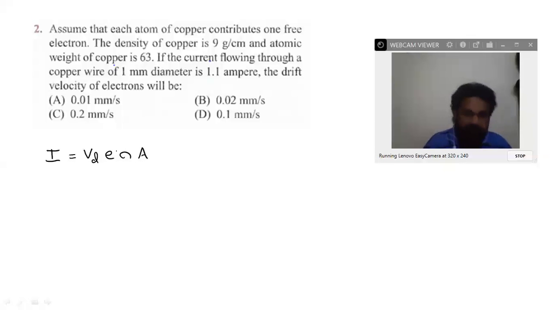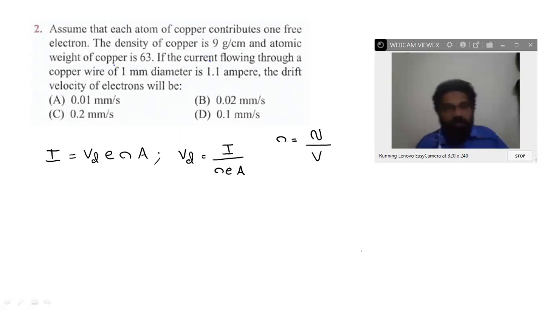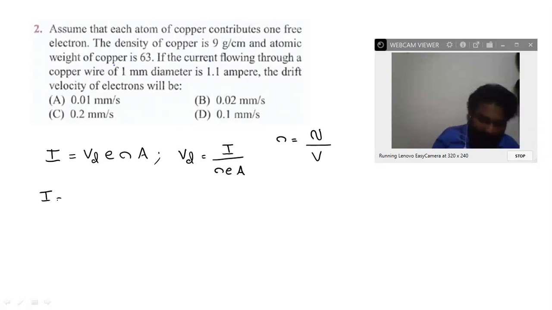Number density means number of charged particles per unit volume. See, number density is actually total number of charged particles per unit volume, N by V. So that is one formula. From this we can say drift velocity Vd is equal to I divided by nEA. In this question, they have given I is equal to 1.1 ampere. Then e we know, 1.6 into 10 raised to minus 19.